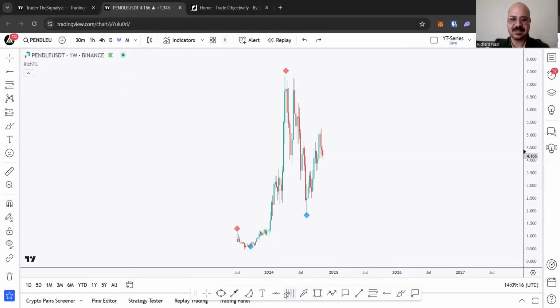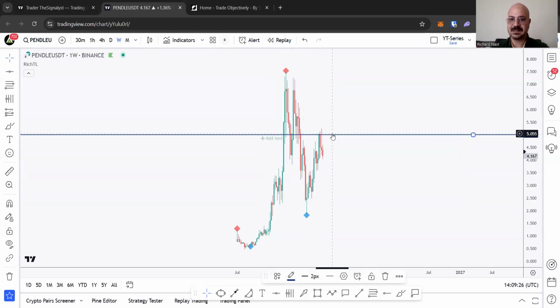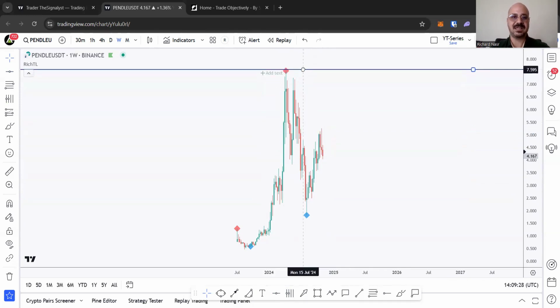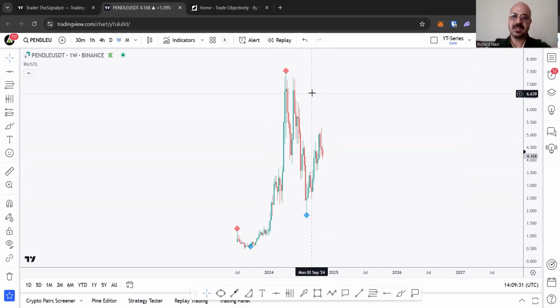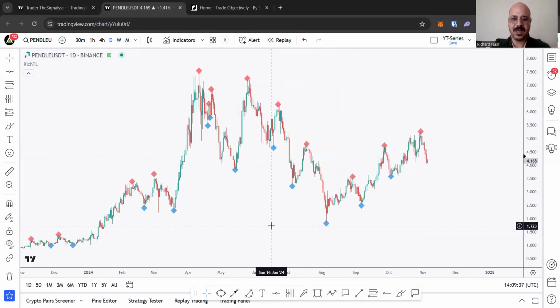What I can find here is that Pendle is respecting round numbers in terms of 2.5 differences. For example, 2.5 here has been respected, the 5 round number has been respected, and also the 7.5 around the all-time high. Anyway, you can draw it or you can simply skip the higher time frames and go to the lower time frames where you have more data.